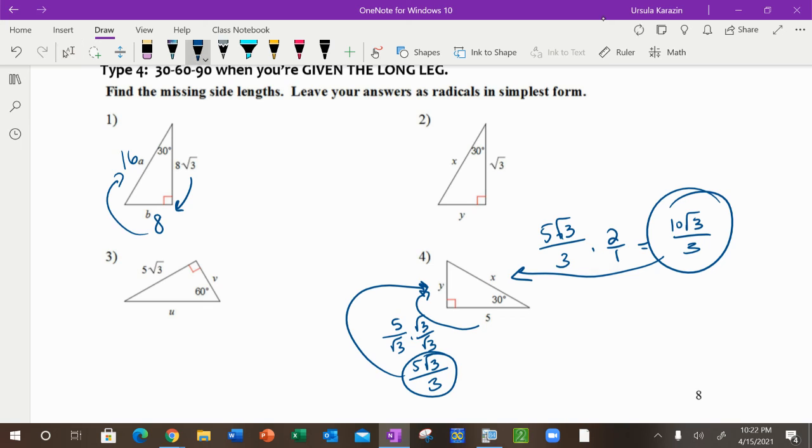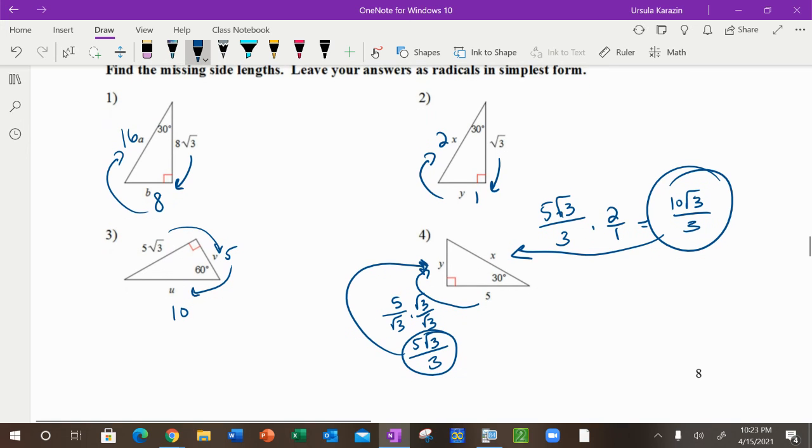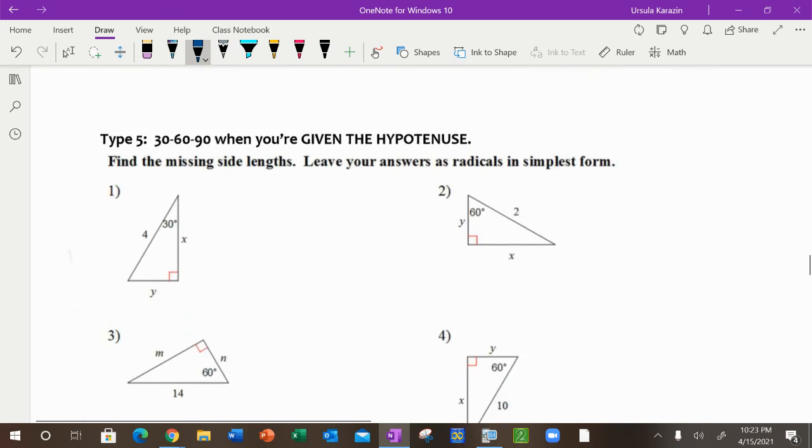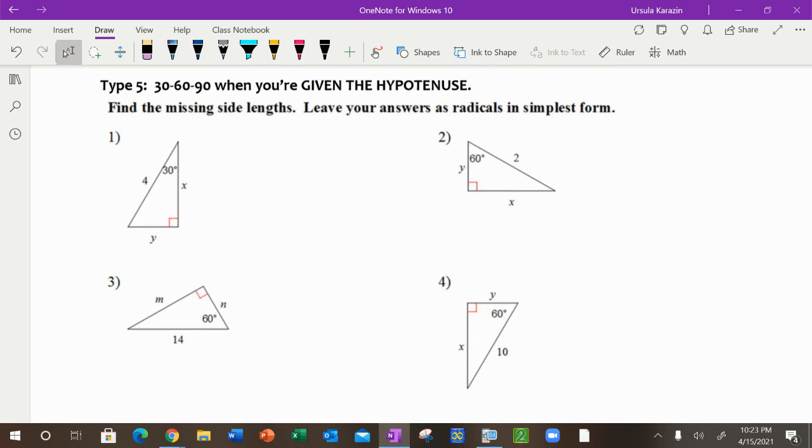Okay, so number 2, when you divide by the square root of 3, you get 1, and you double that, you get 2. And on 3, when you divide by the square root of 3, you get 5, and when you double that, you get 10. So see, you always want to go back to the shorter leg. All right, last thing, what if they give you the hypotenuse? It's not bad because you just go back to home base, and that's just a matter of dividing by 2.